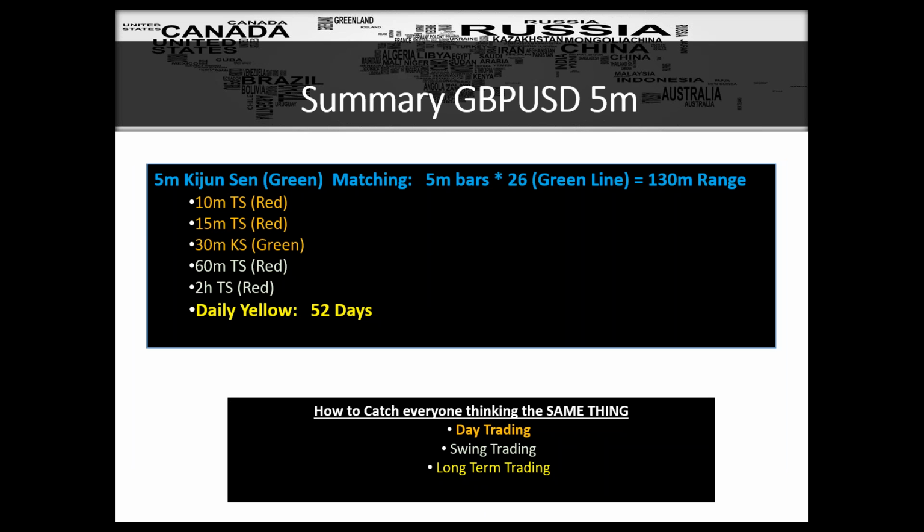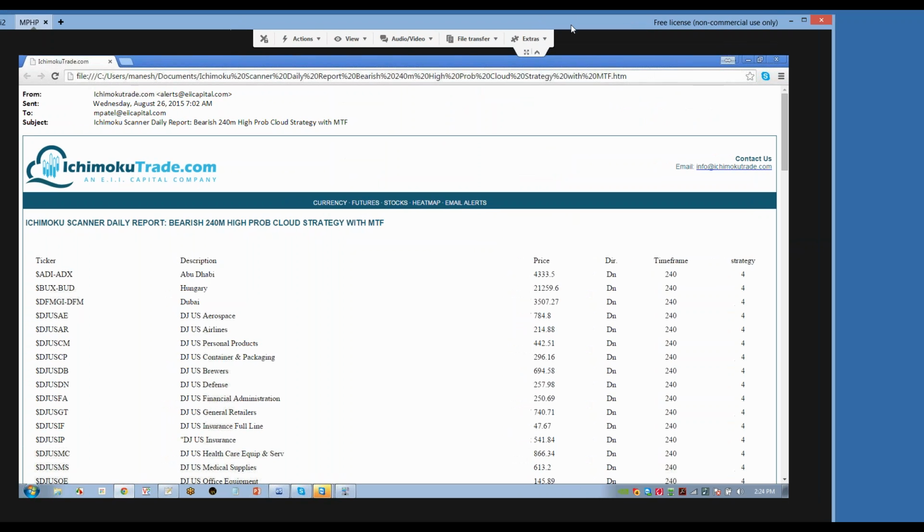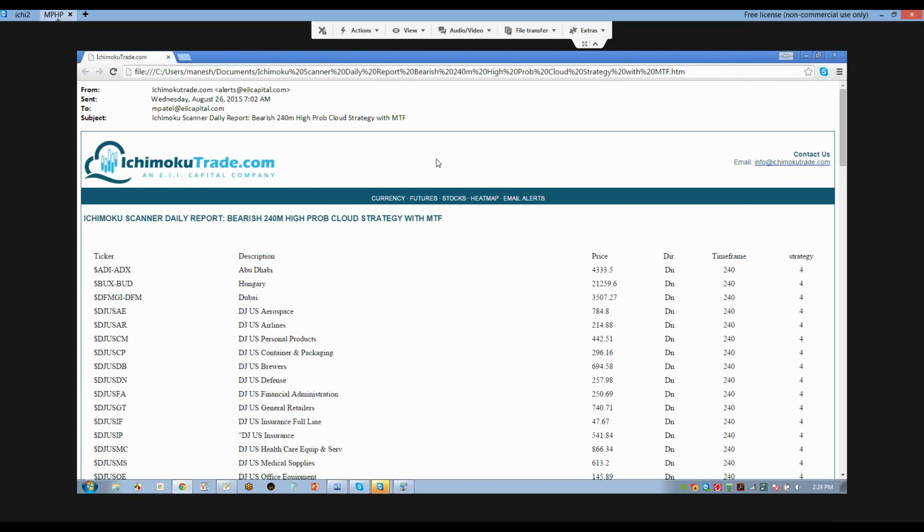So now, let's go through and start looking at live charts. What I want to show you is that we have a scanner that goes through and finds all these multiple time frame analyses. I want to show you some real live trades. So this is the scan that came in this morning, and this scans the entire globe.